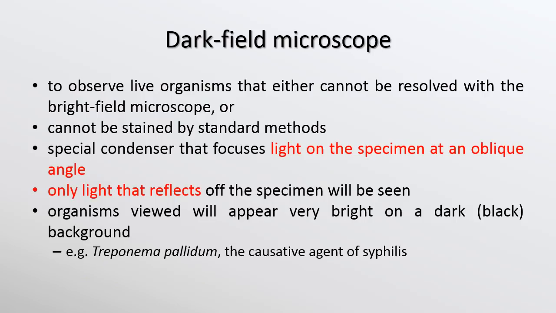Okay, the following microscope is a dark field microscope. The dark field microscope is usually used to observe live organisms that either cannot be resolved with a bright field microscope or cannot be stained with the standard methods. Usually dark field microscopes have a special condenser that focuses light on the specimen at an oblique angle, and only light that reflects off the specimen will be seen. Therefore the organism will appear very bright on a dark background.